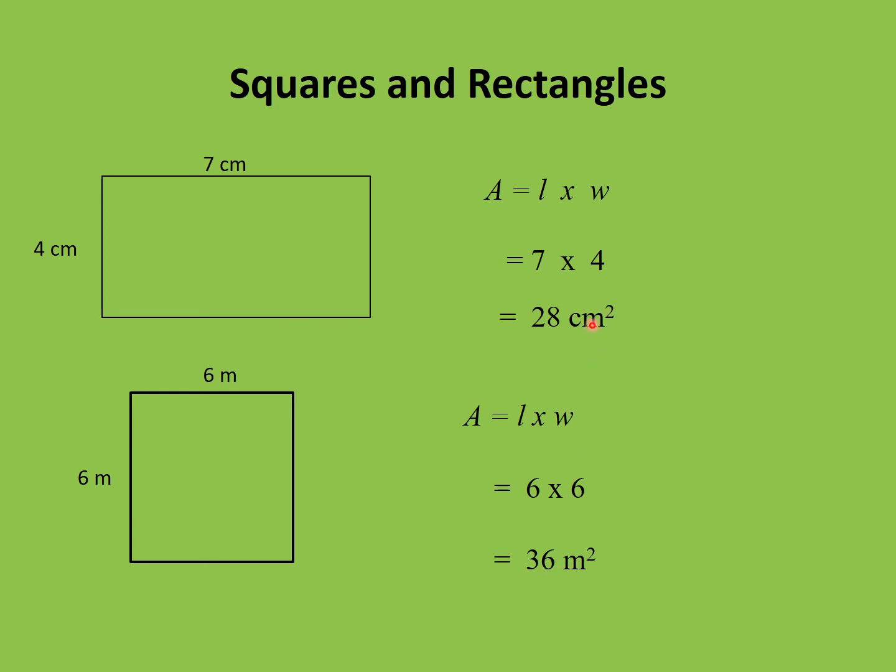Please notice the answer. Centimeters squared, when it was centimeters, meters was meters squared. You will lose marks for not writing that. In area, you must specifically show that it's centimeters squared or meters squared, not just centimeters, not just meters.